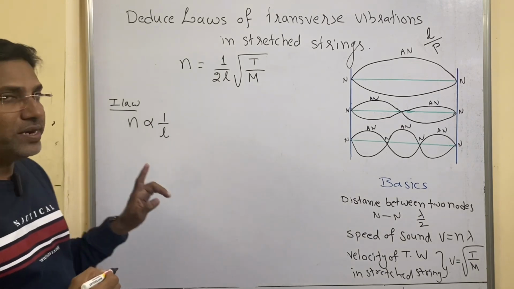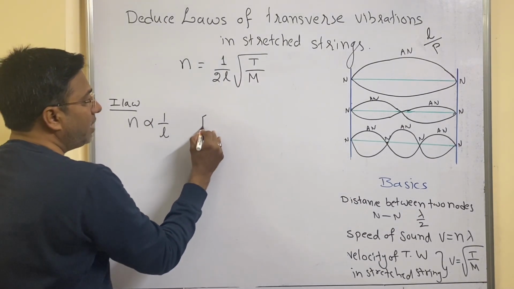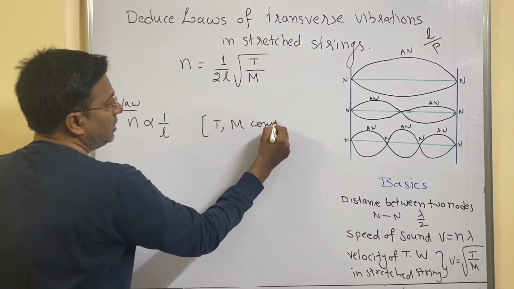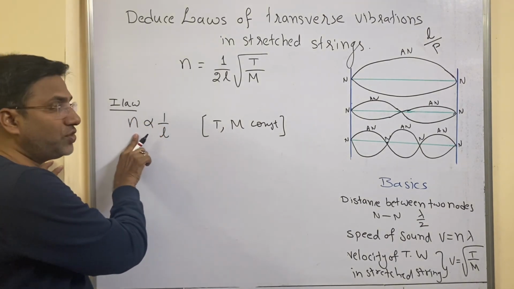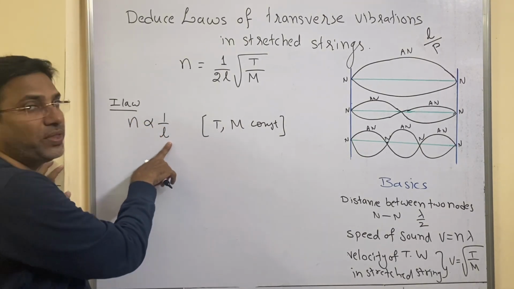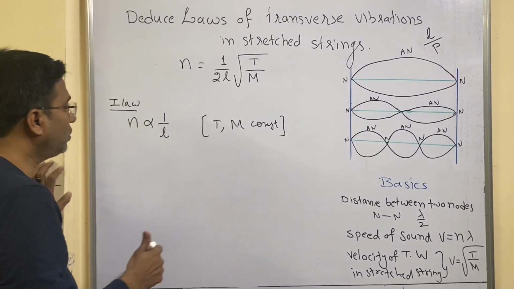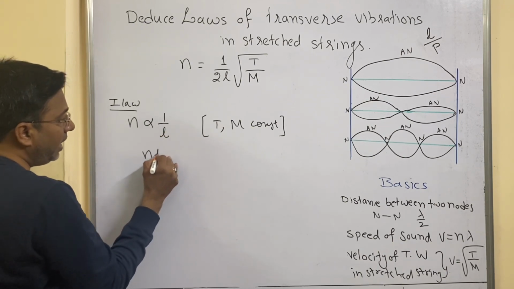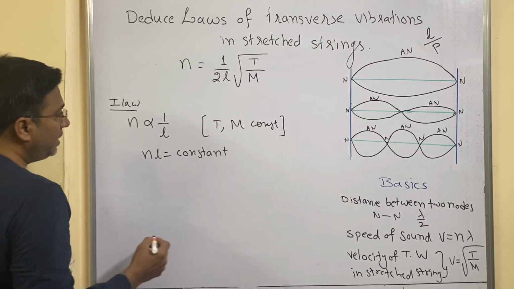So here we are not discussing tension and linear density. Therefore, we can tell that tension and linear density are constant. So this is first law, simple. Frequency of vibrating string is inversely proportional to length, where tension and linear density are constant. We can also write the same equation as n L equal to constant. Let us see the second law.